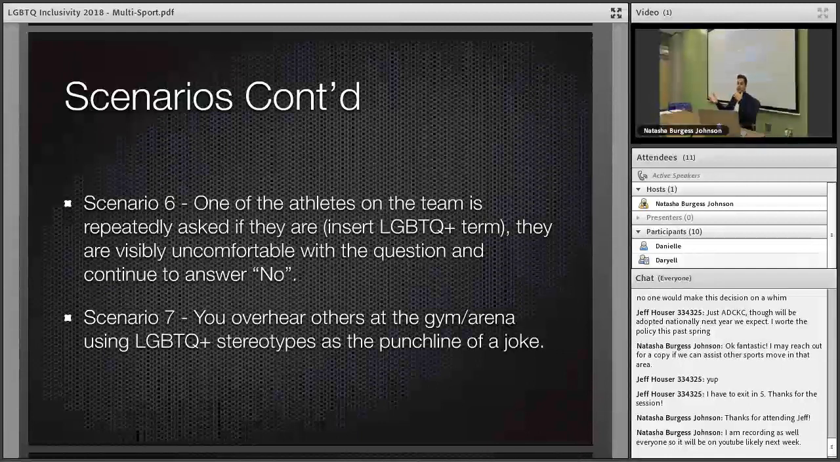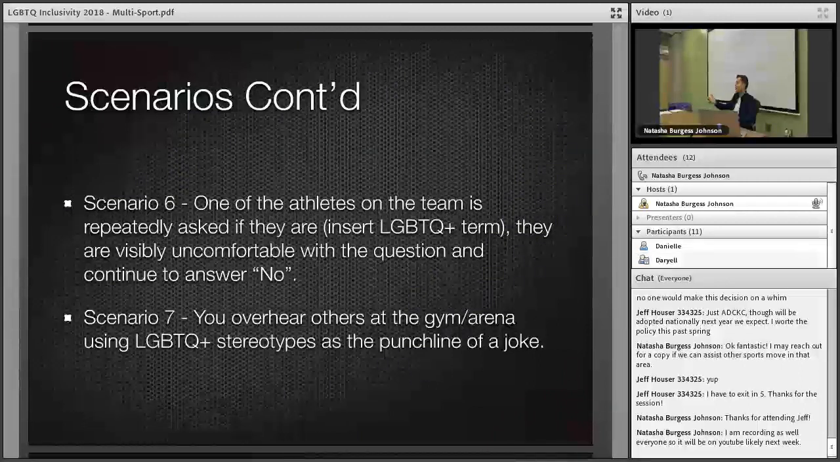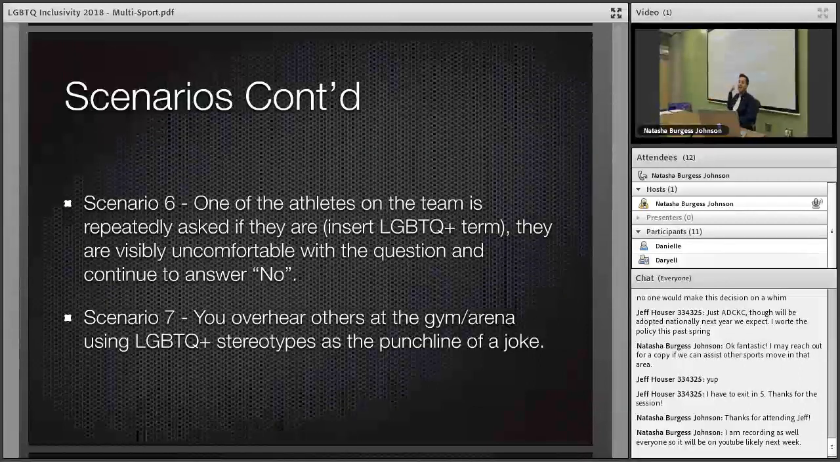Then if it doesn't get any better, just like any other scenario where the solution doesn't get fixed by talking to the bigger group, then maybe we talk to someone. And this is also good if it's not something to do with LGBTQ plus, but any other uncomfortable question. I think you're totally right. How do we deal with an uncomfortable question that one athlete always gets asked?